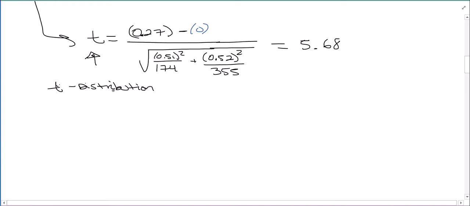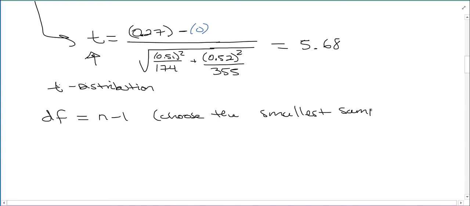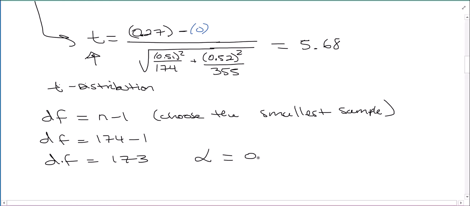In order to look at our t distribution, we also need our degrees of freedom. What are going to be our degrees of freedom? We are going to pick the smaller of n1 or n2. So the smaller sample size, I have 174 or 355. So we're going to go with 174. Degrees of freedom, remember, is n minus 1, and we're choosing the smallest sample. So this is going to be 174 minus 1, so our degrees of freedom is 173. When we look up our table, we're going to look at degrees of freedom 173. And remember, the alpha level was 0.01, a 1% level of significance.